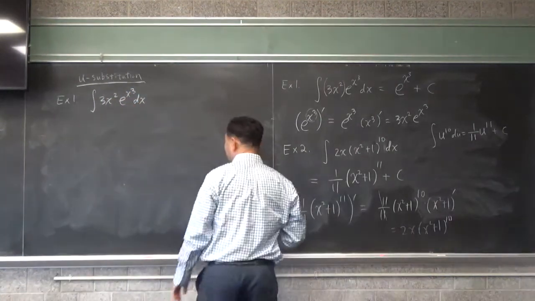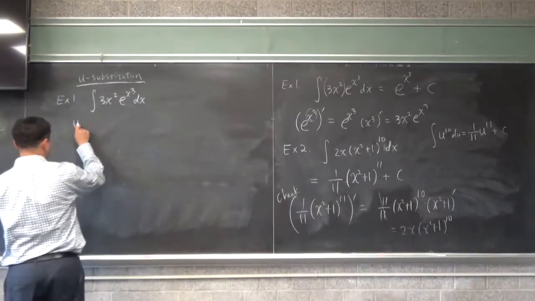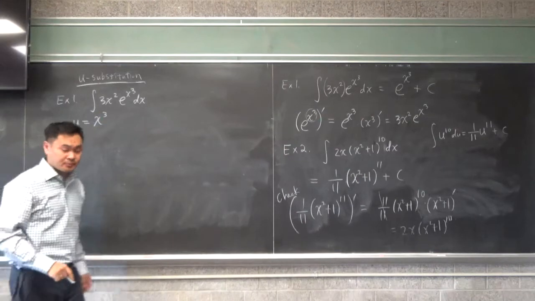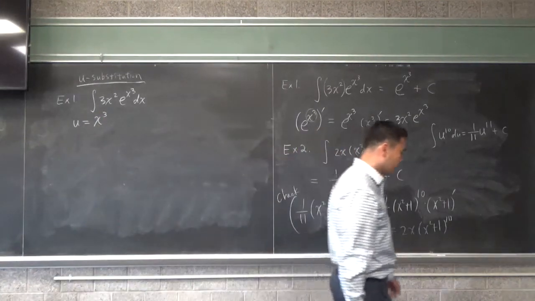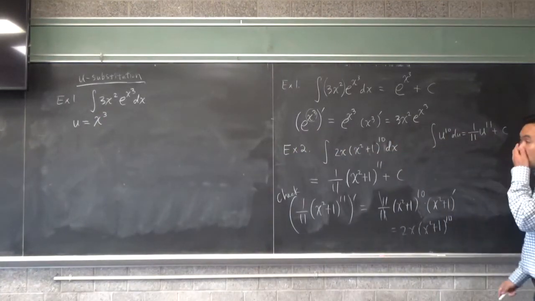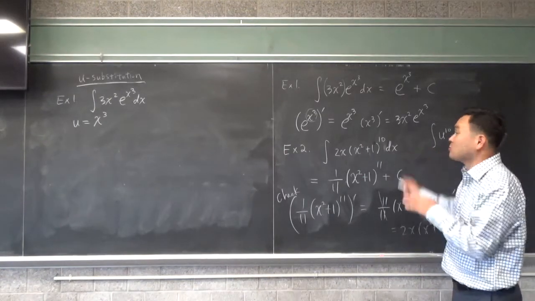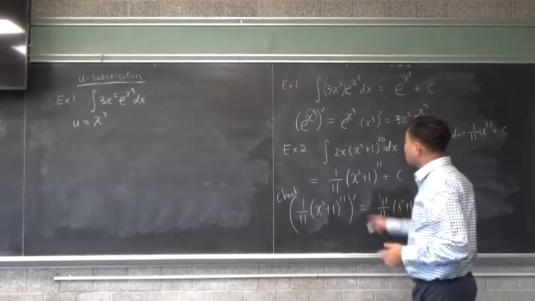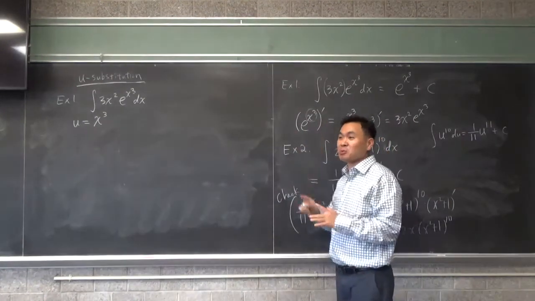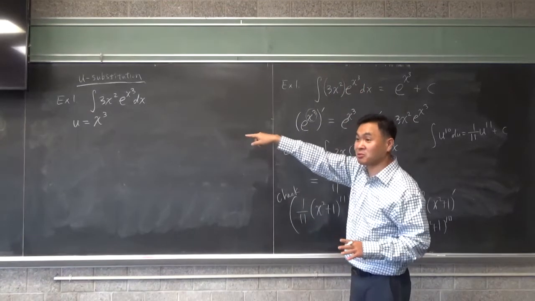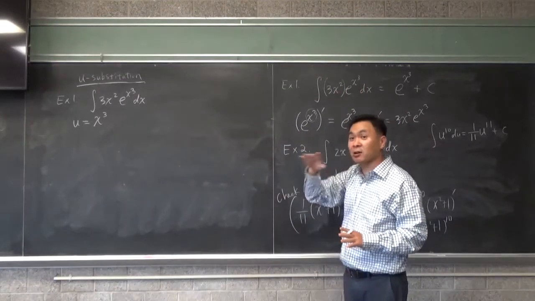I start out by picking a U. And I'll pick U equals x cubed. Now, why did I choose U to be x cubed? Well, because 3x squared is the artifact of the chain rule that's going to go away. It's really this inside function that we want to set as U. That's how U substitution works.